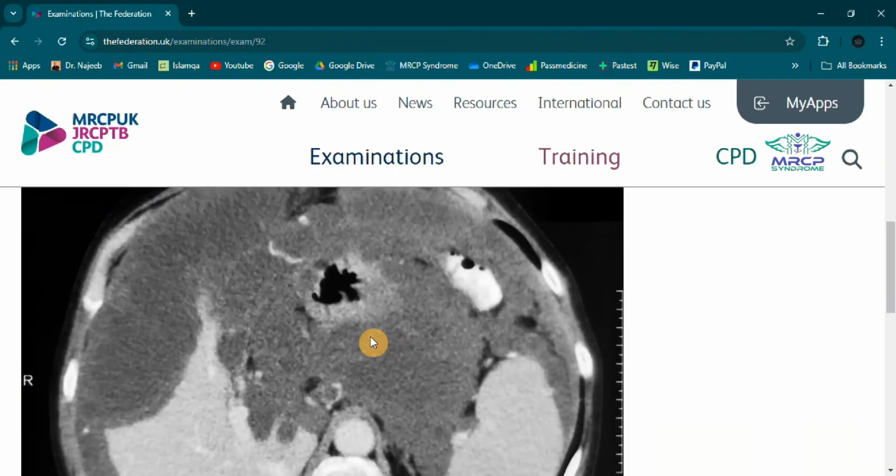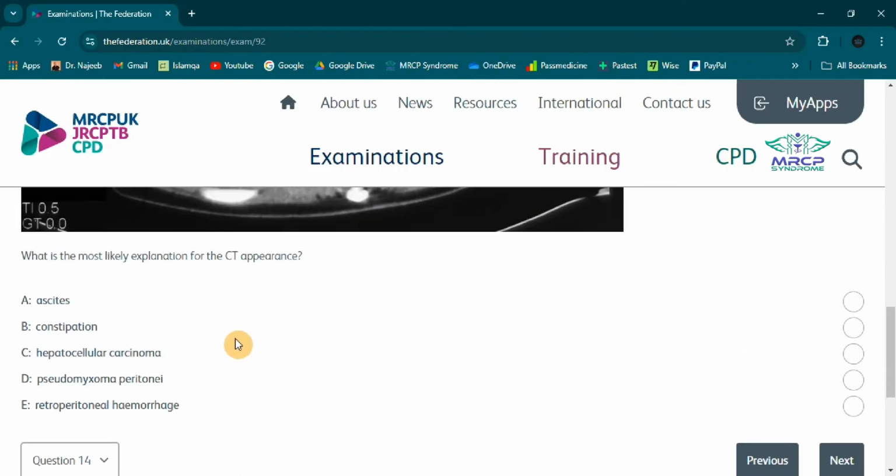So let's analyze the other options. Ascites can also cause abdominal distension and dullness to percussion, and this is usually associated with hepatic cirrhosis, heart failure or malignancy. It will also appear as free fluid within the peritoneal cavity, and it will not cause compression or scalloping of the intraperitoneal organs.